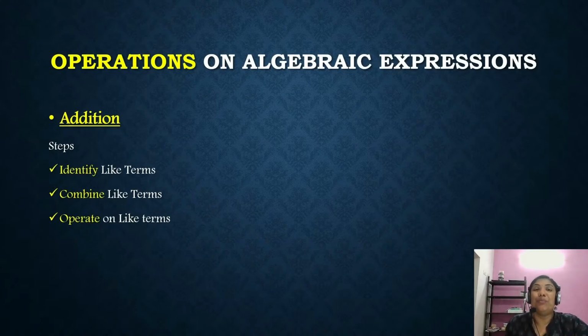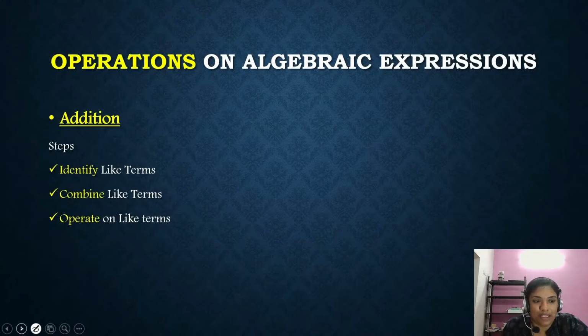Now we are getting into a main topic. Operations on algebraic expressions. We can do all the four fundamental operations on algebraic expressions. What are those fundamental operations? The basic operations: addition, subtraction, multiplication, and division. Okay, so let's see one by one. First of all, addition. So there are some steps. See, let's read the steps. Identify like terms, combine like terms, operate on like terms. Confused, right? So let's see a question.